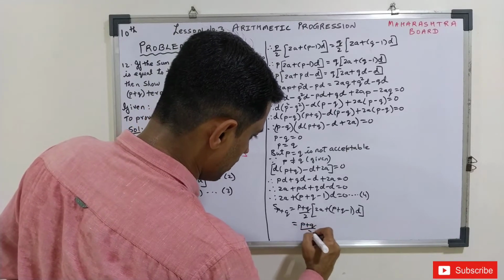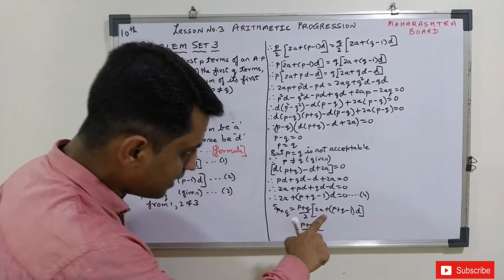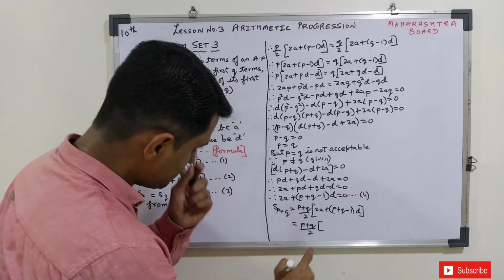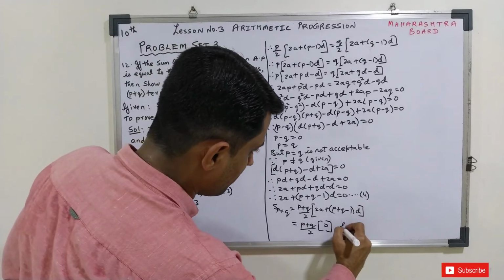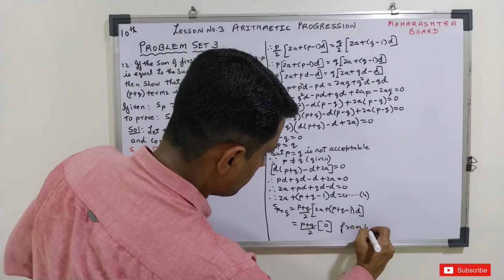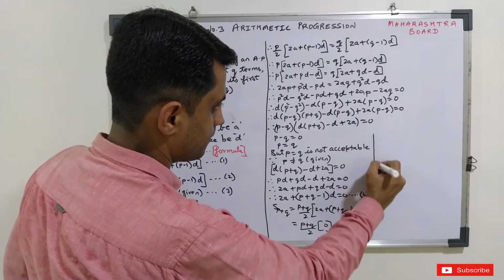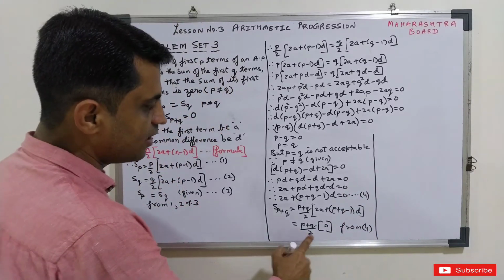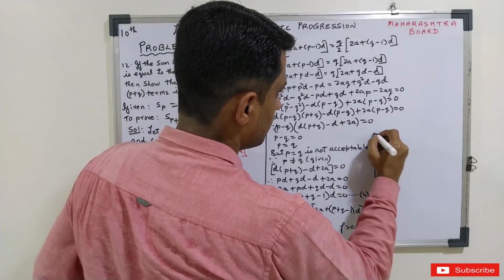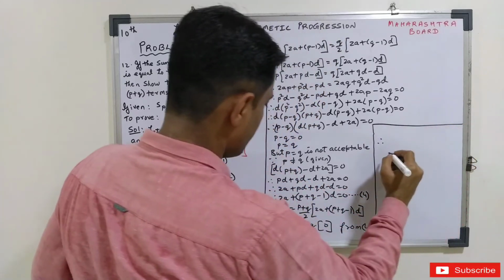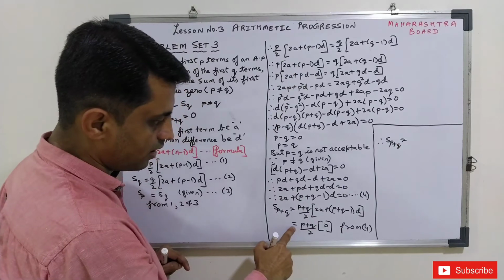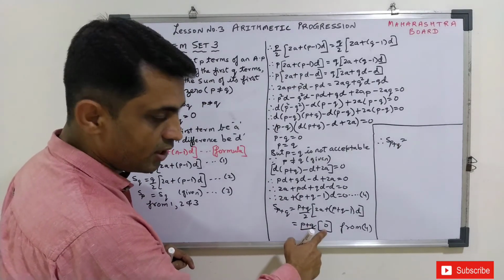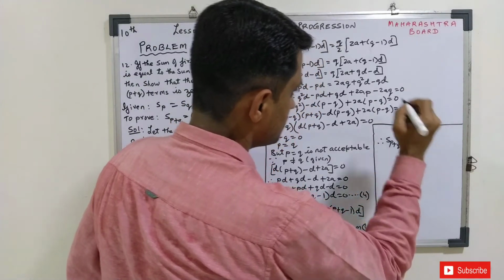So p plus q upon 2. Now if you see here, this value is equal to 0, yes or no? This whole value is equal to 0 from where? From 4. And anything into 0 is what? 0. So what we will get? Sum of p plus q term is equal to what? P plus q upon 2 into 0 is what? 0. This we have to prove.